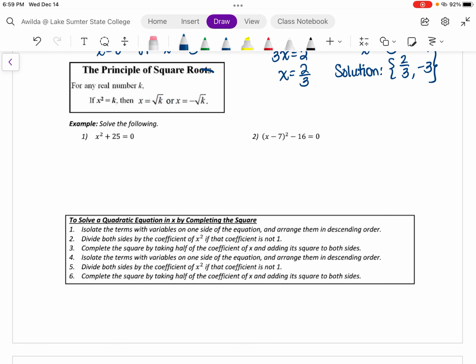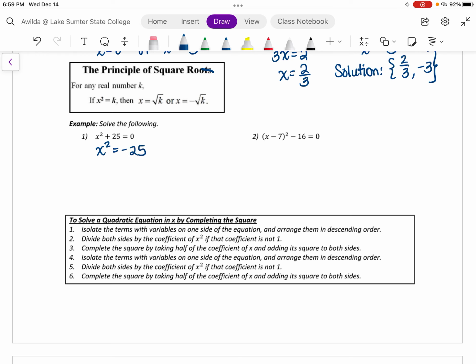We have that x squared plus 25 is equal to 0. This quadratic equation is written in standard form, but unfortunately, x squared plus 25 is not factorable. This is a prime binomial. So our first method of using factoring is not going to be an option. Instead, let's rewrite this equation as x squared is equal to negative 25.